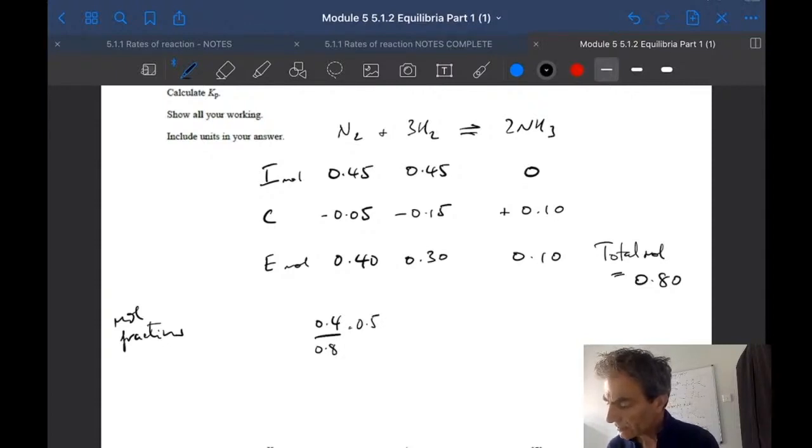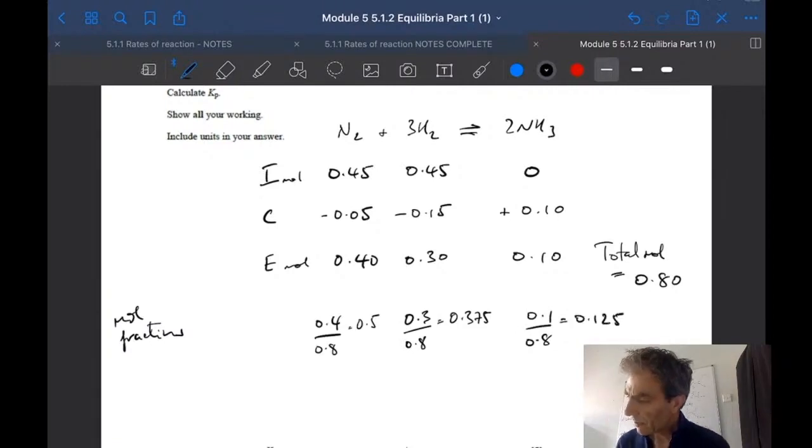The hydrogen mole fraction is 0.3 over 0.8, that was 0.375. And the ammonia moles was 0.1 divided by 0.8, and that is 0.125. So remember the check you can do at that point: check they add up to 1, which they do. I would always do that. These should always add up to 1, your mole fractions. If they don't, you've made a mistake, so you can go back and check.